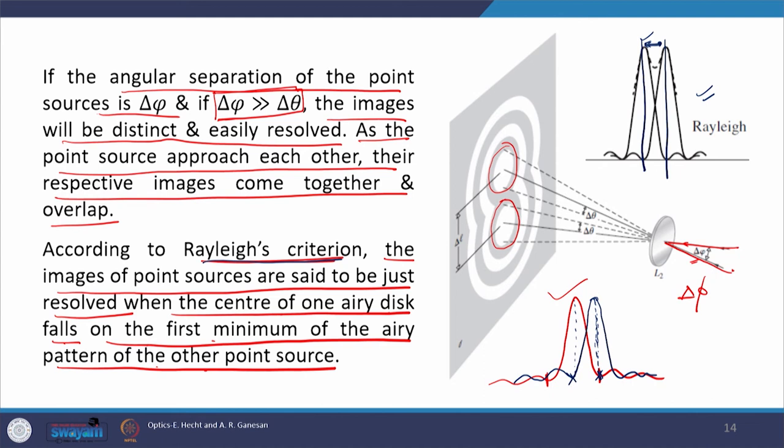Okay, if they are closer than this, they would be said to be unresolved. If they are farther than this, they are obviously resolved. The minimum separation is given by the Rayleigh criterion. Now suppose that delta theta and delta phi are equal, that is, they are at the limit. This is the minimum separation between the two sources wherein they are said to be resolved.